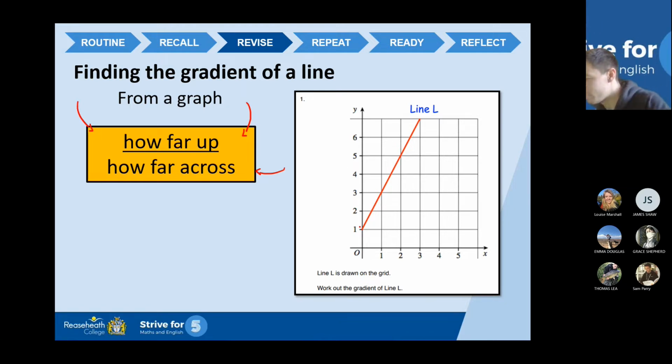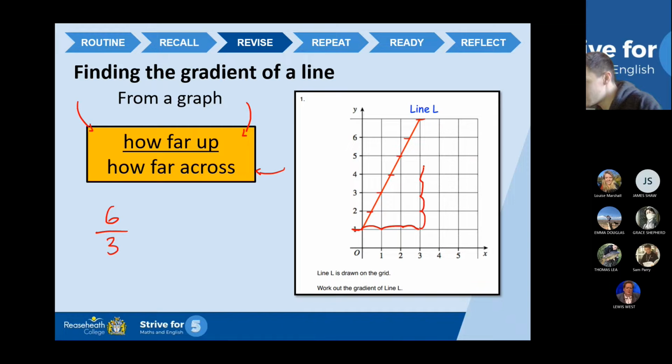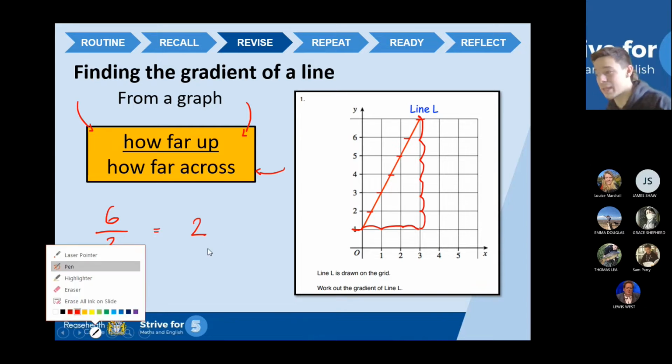So how far up? Sometimes the nicest way to do it is just to count. It goes 1, 2, 3, 4, 5, 6 up, and we divide that by how far across it goes: 1, 2, 3. We can check: 1, 2, 3, 4, 5, 6 up, 3 across, excellent. So it's 6 divided by 3, which is 2. The gradient is 2.